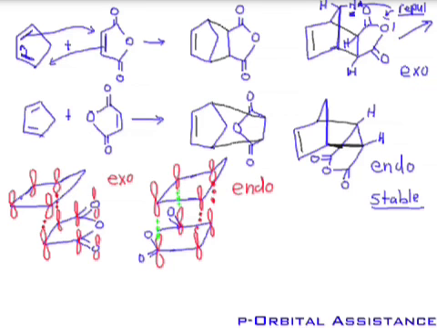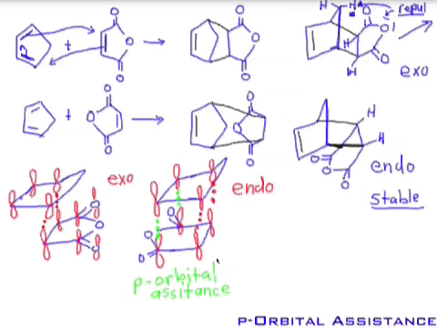And these green interactions are referred to as p-orbital assistance. That is, p-orbitals can overlap and in the transition state temporarily interact, stabilizing the transition state. And this p-orbital assistance can stabilize the transition state and lower the energy. And so this suggests, because of p-orbital assistance, the endo is not only the most stable in the final product, but it also has a lower energy transition state.